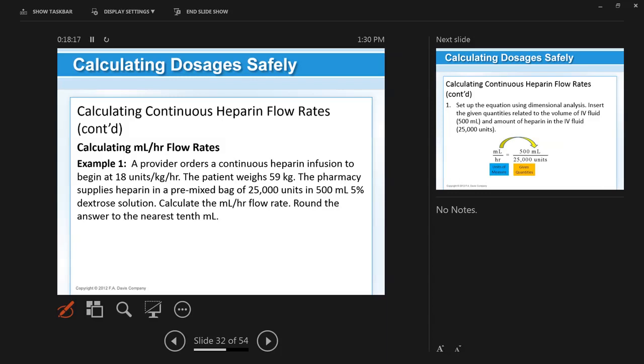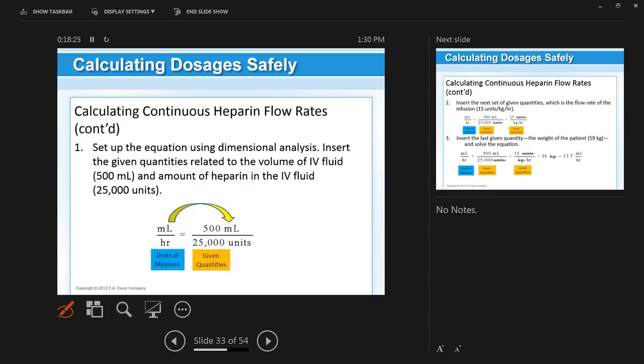So that's a lot of words. Let's break it down. What are we looking for? We want to know how many mils per hour we are going to set that pump at. This is why dimensional analysis is the best way to go. We're going to identify mils per hour, so we need to put milliliters over hour. The numerator of what we're looking for is milliliters, so we're going to start with milliliters here.